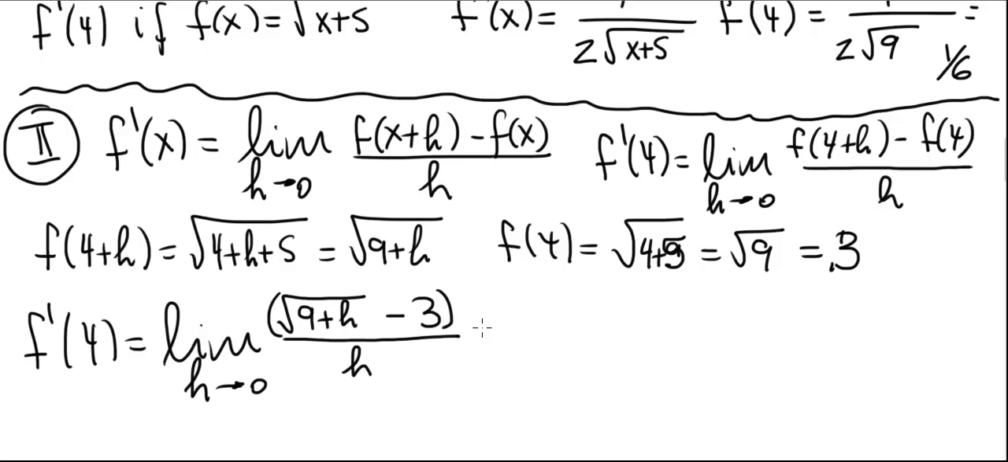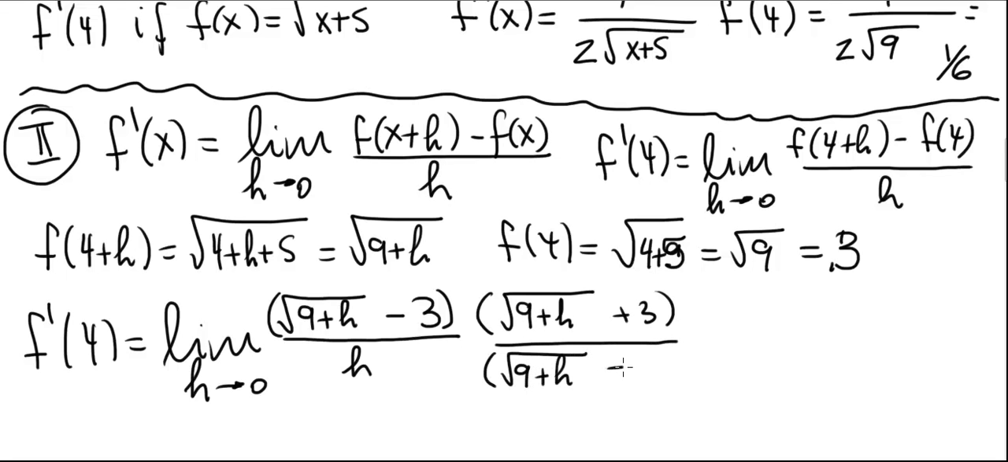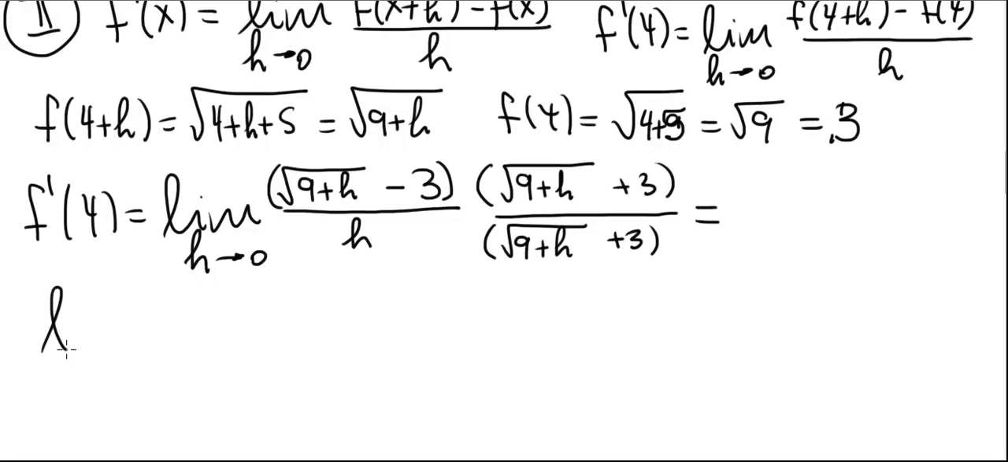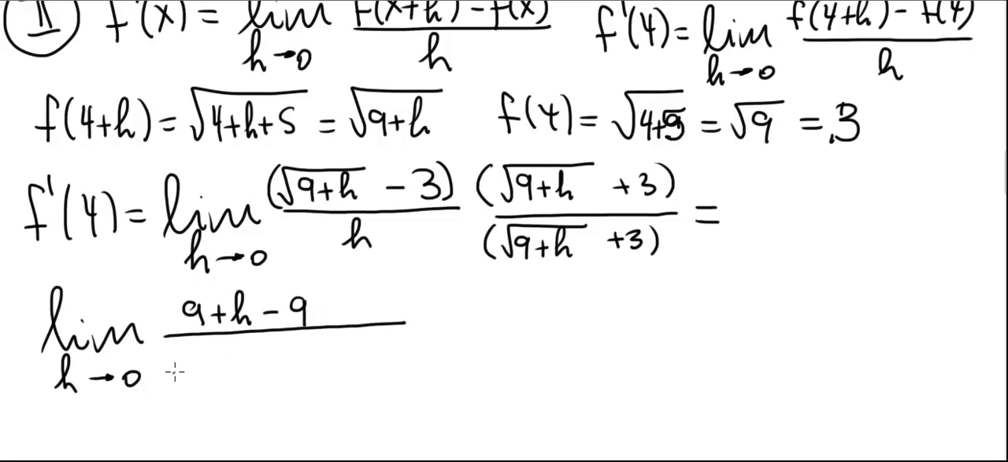Now to evaluate this limit, we plug in 0 for h, we get 0 over 0, so we'll use the conjugation method. We'll multiply by the conjugate of the numerator, the square root of 9 plus h plus 3, and divide by the very same thing, the square root of 9 plus h plus 3. So this gives us the limit as h approaches 0, 9 plus h minus 9, and this is divided by h times the square root of 9 plus h plus 3.